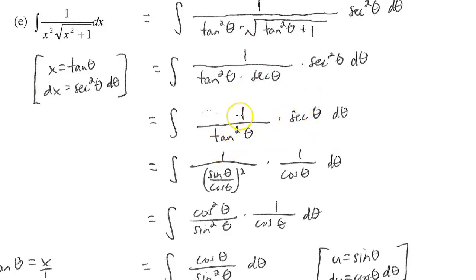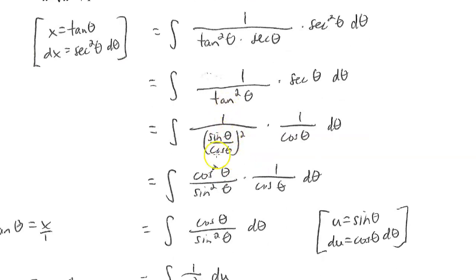Now, how do we integrate secant over tangent squared? Or 1 over tangent squared times secant. Well, it turns out for this one, the simplest way to do it is to change everything in terms of sines and cosines. Secant is 1 over cosine. Remember, tangent squared is really like sine over cosine squared, because sine over cosine is tangent.